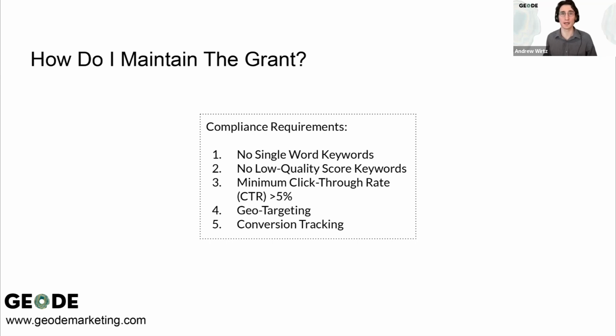But yes, maintaining the grant. A lot of this jumps into more technical requirements within the ads account. The big one I would say to focus on, for those who aren't aware of Google Ads, is that 5% click-through rate. That is a metric that Google looks at. You have impressions and you have clicks. The number of times your ad is shown, impressions, versus the number of times it's clicked on, gives you that click-through rate. You want that to be greater than 5%, and it has to be for the ad grant.